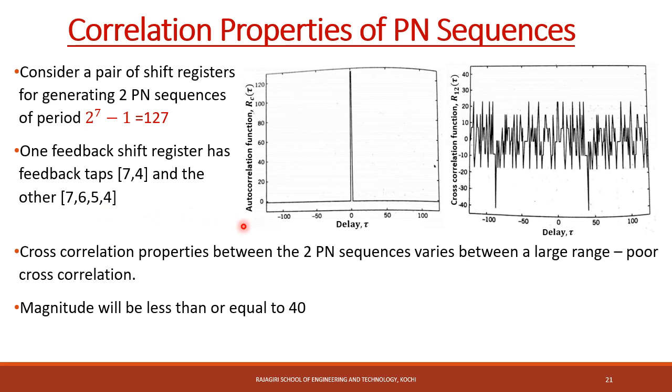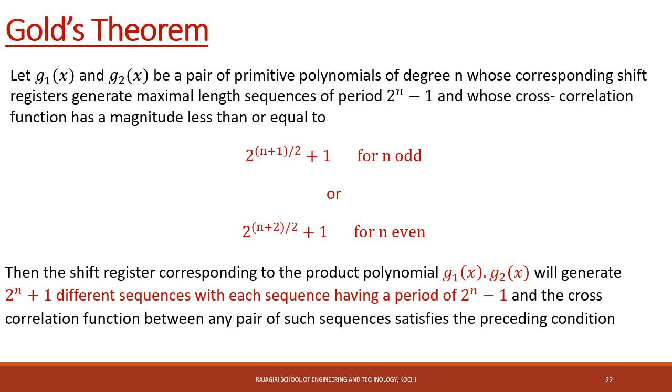So here when we plot the autocorrelation function, it is having the maximum value at tau equal to 0 and the magnitude is equal to 127, and at all other points the autocorrelation will be minimum. Now if we obtain the cross correlation between the two sequences, then it will be varying over a large range of values, and the maximum value obtained is 40. So when you observe the cross correlation of PN sequence, it is relatively poor. Therefore, to get better cross correlation property than PN sequence, we go for Gold codes.